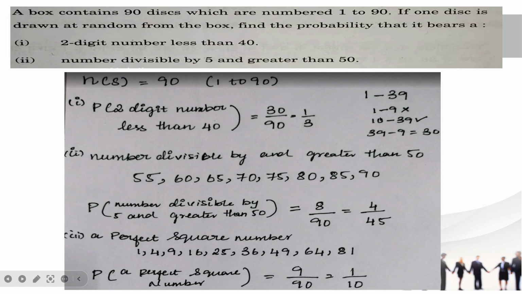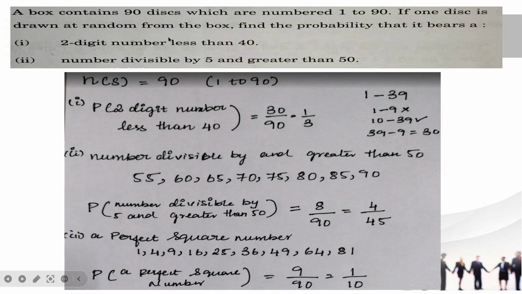From 1 to 9, these will be single-digit numbers. From 10 to 39, these will be 2-digit numbers. So you just subtract the possibilities of 1 digit, which are 9. In the 39, you subtract 9, and you will get the possibilities of getting a 2-digit number less than 40. So 30 outcomes. Do you understand?